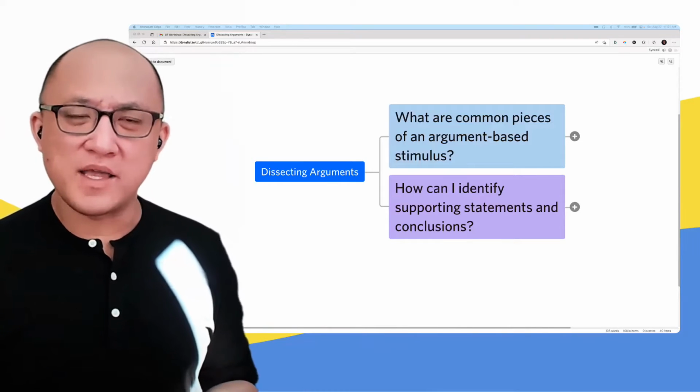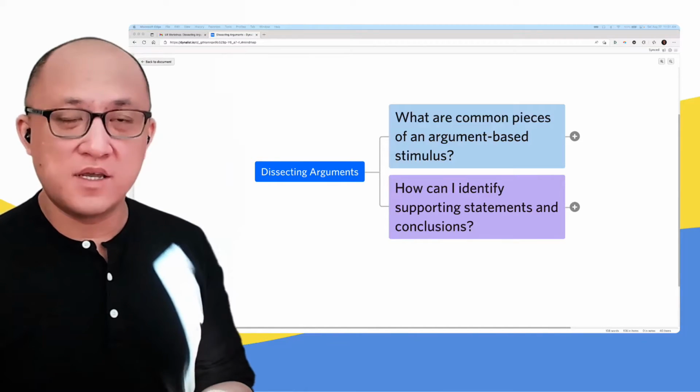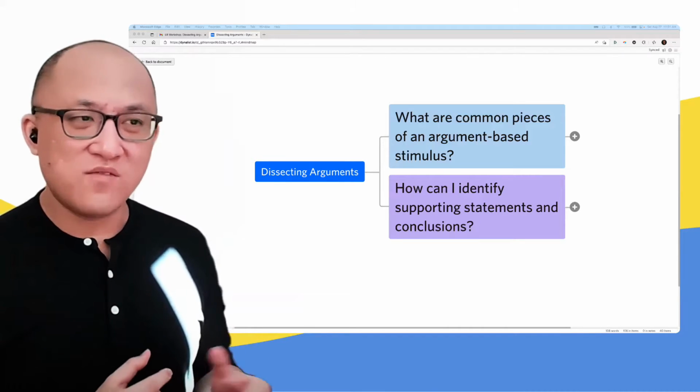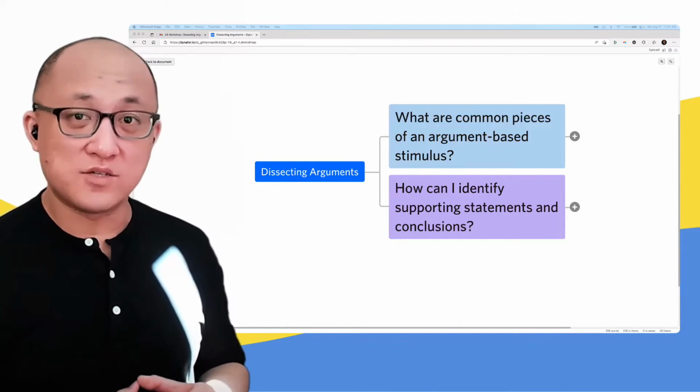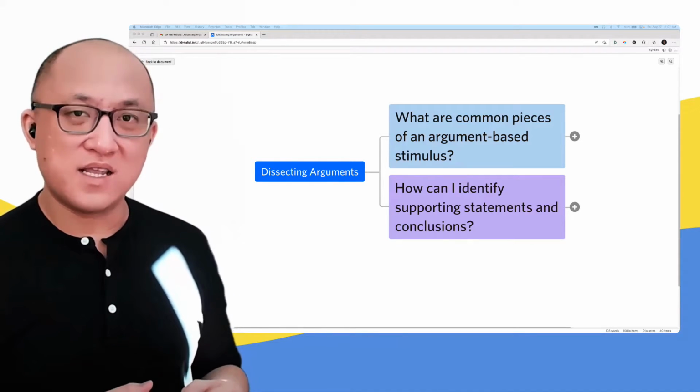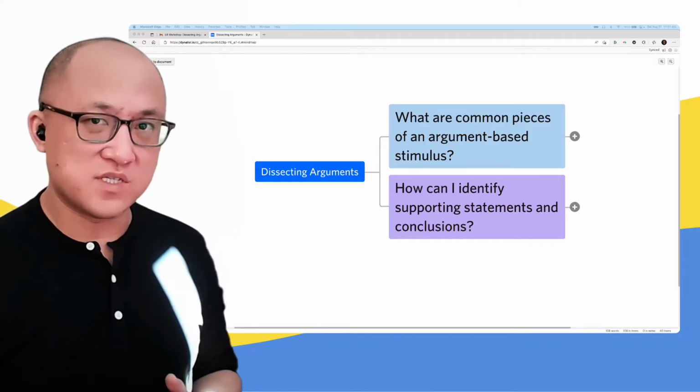What do I mean by dissecting arguments? Well, I think of it as taking apart every single statement in a logical reasoning stimulus and being able to understand the role that each of those statements plays.